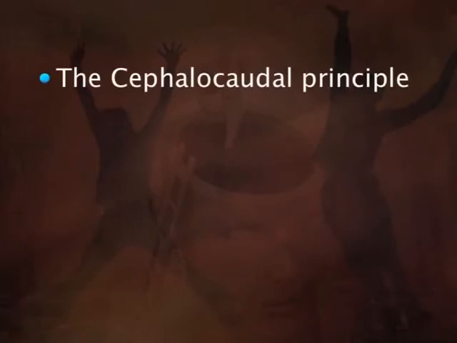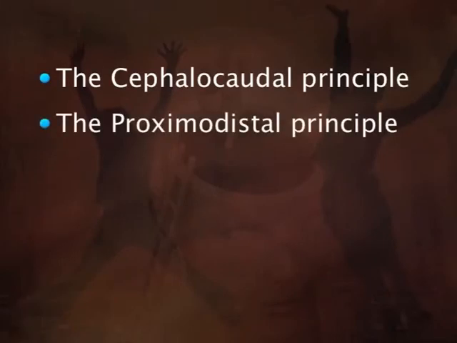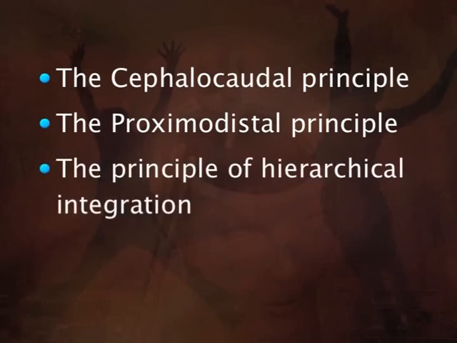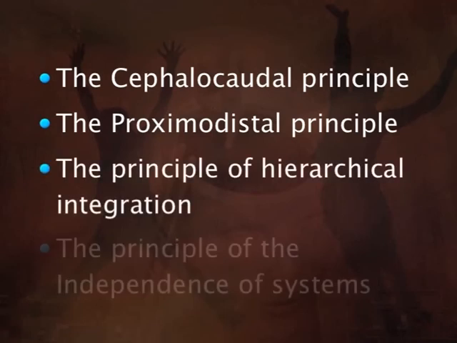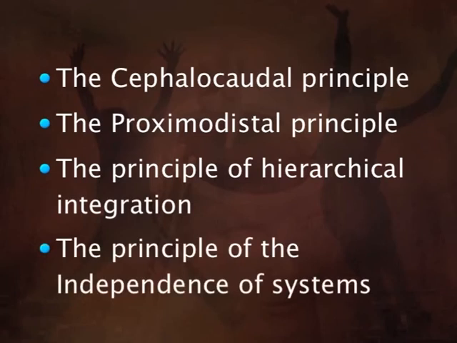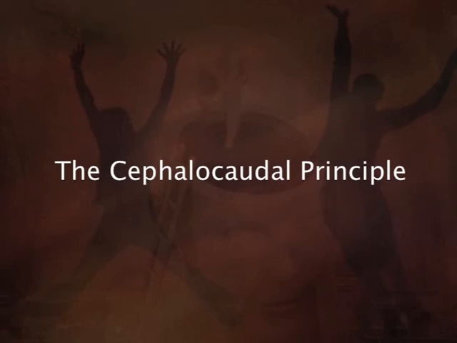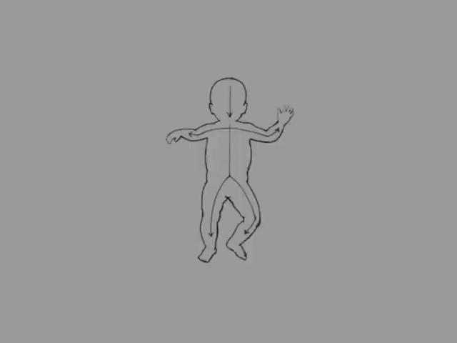The four basic principles of physical and motor development are the Cephalocaudal Principle, the proximodistal principle, the principle of hierarchical integration, and the principle of the independence of systems. We will now discuss each of these four principles in detail. First, we have the Cephalocaudal Principle. It refers to the fact that development proceeds from the head downwards. The child first gains control of the head, then the arms, and finally the legs.